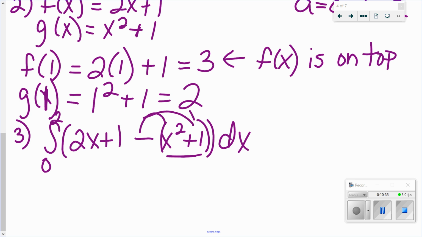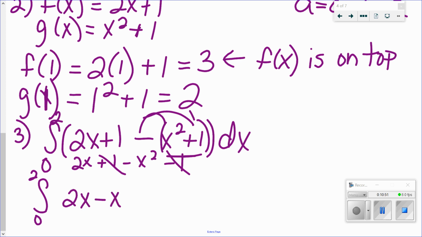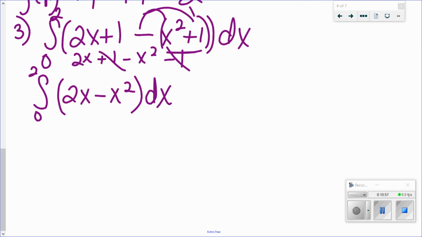So let's do a little simplifying here. Antiderivative from 0 to 2. So we have 2x plus 1 minus x squared minus 1. The 1's are going to cancel out. We are left with 2x minus x squared dx. That is what we're going to take the antiderivative of.